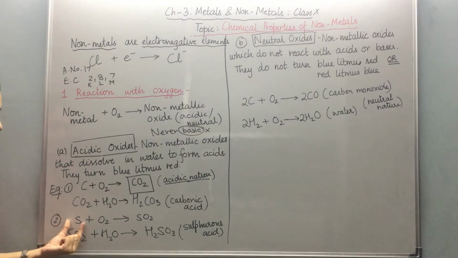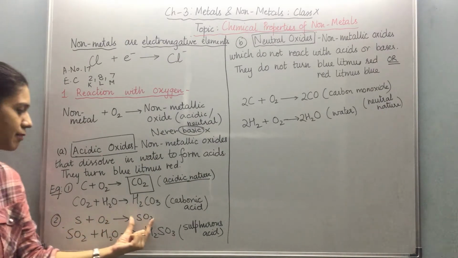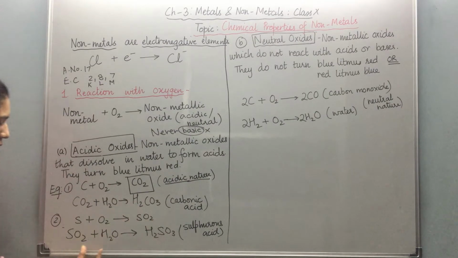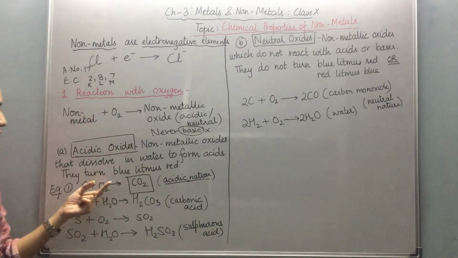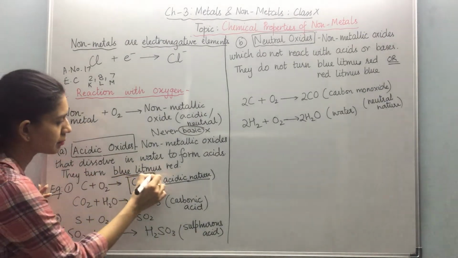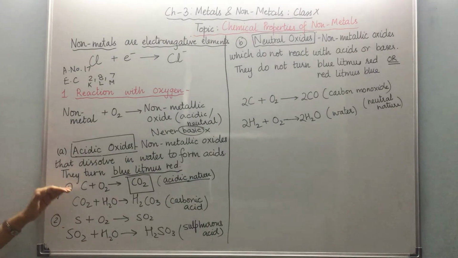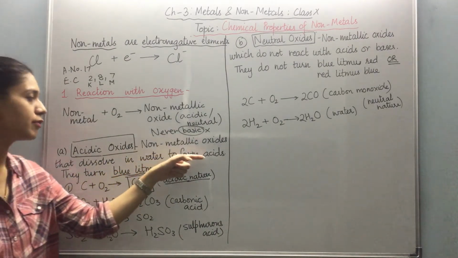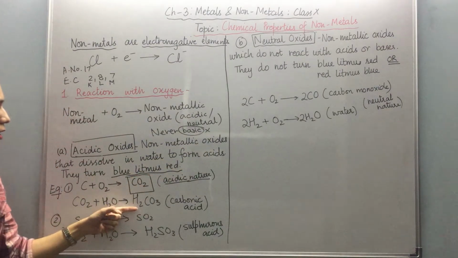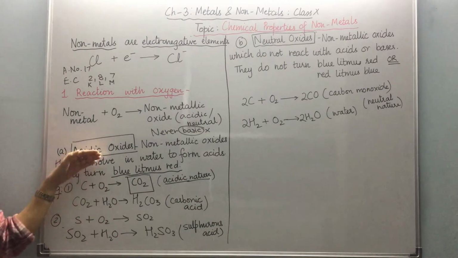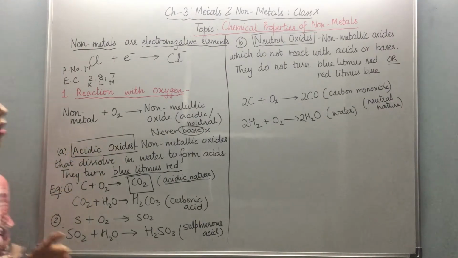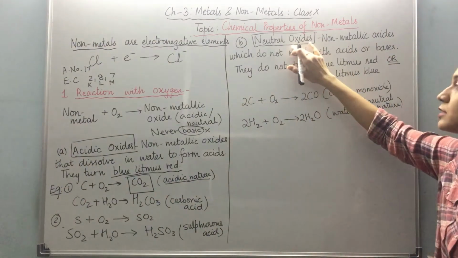Similarly, the oxide of sulfur will be sulfur dioxide, SO2. When I dissolve it in water, it is going to give me H2SO3, that is sulfurous acid, which is again going to turn my blue litmus red. So all the oxides which, when dissolved in water, form acids are known as acidic oxides. So non-metals form acidic oxides or neutral oxides.